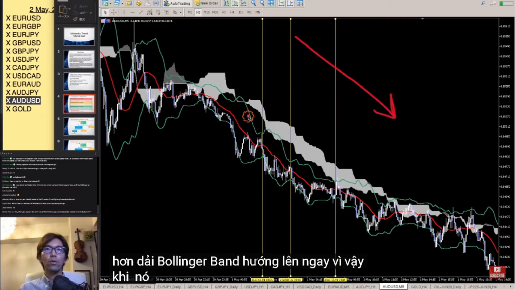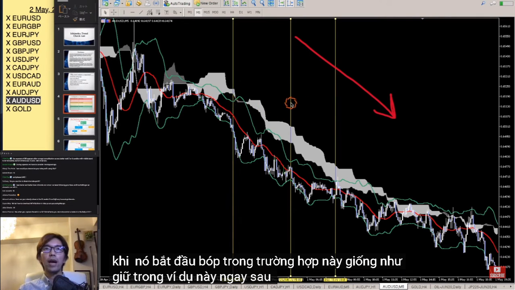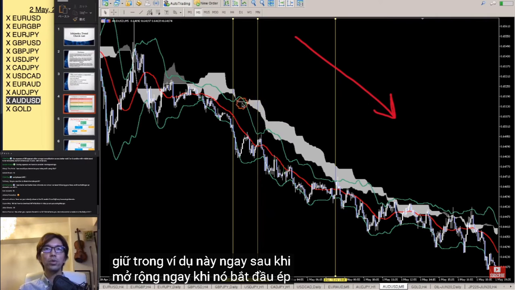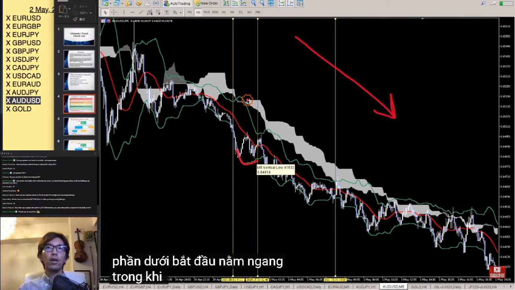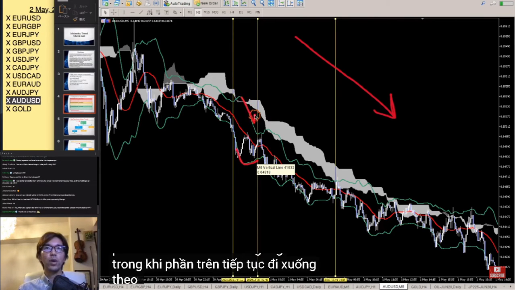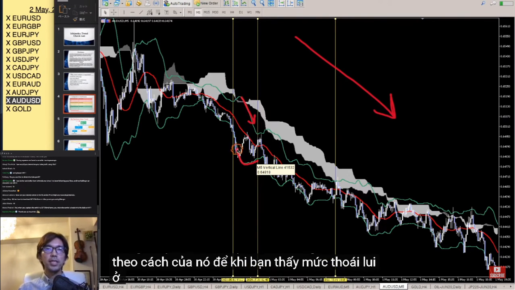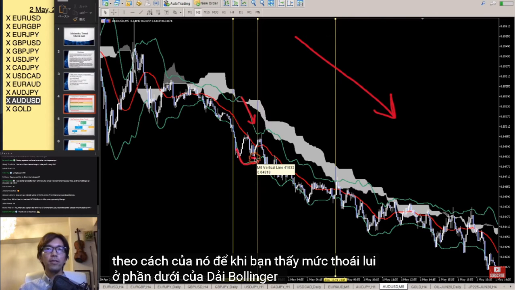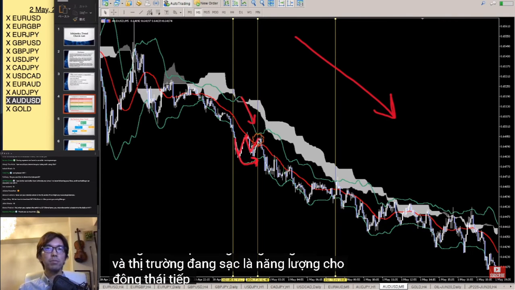So when it starts to squeeze, in this example, after the expansion, the lower part starts to be horizontal, while the upper part keeps going downwards its way. So when you see the retracement in the lower part of the Bollinger Band, that means the market is consolidating and the market is charging its energy for the next move.